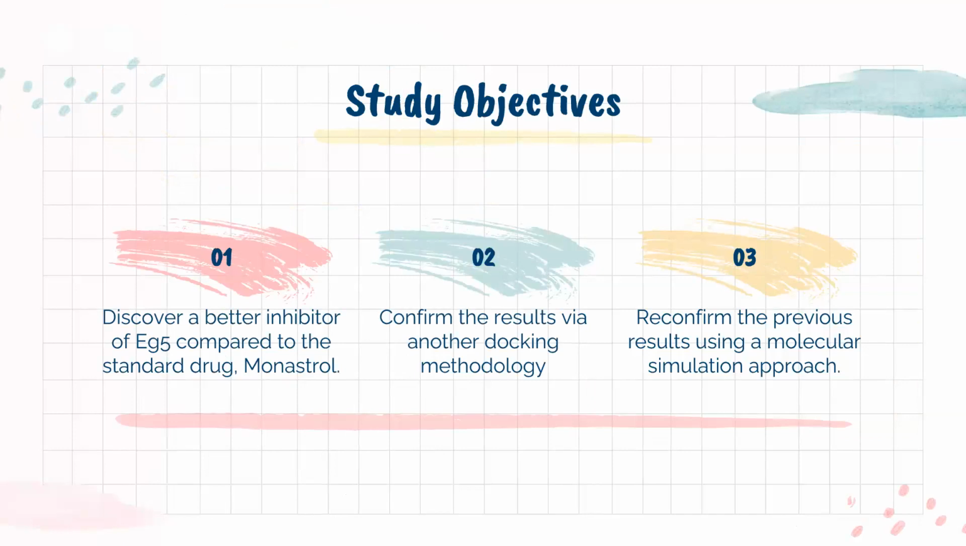When we started this study, we had three goals, and the first one was to discover a better inhibitor of EG5, the protein target, or enzyme, and compare it to the standard. There's currently a standard drug called monastrol, so we wanted to check if our discovered drug is better than monastrol.